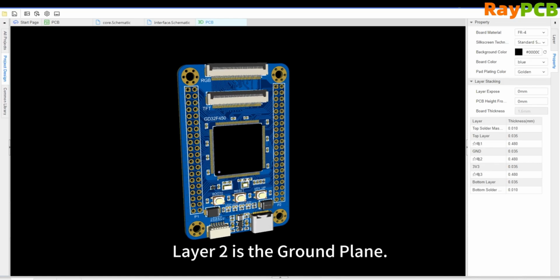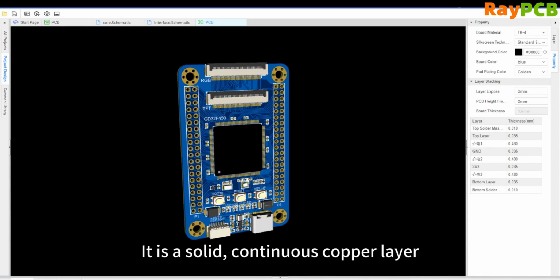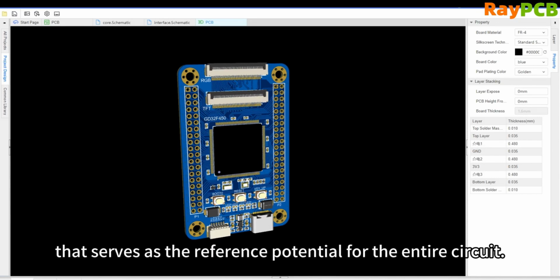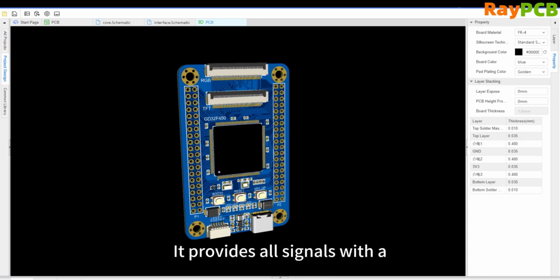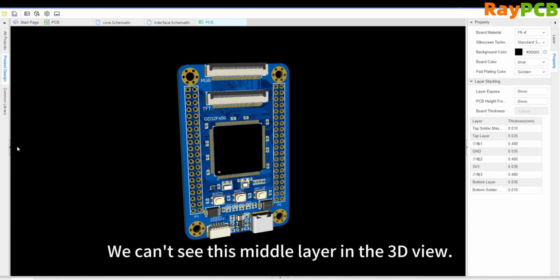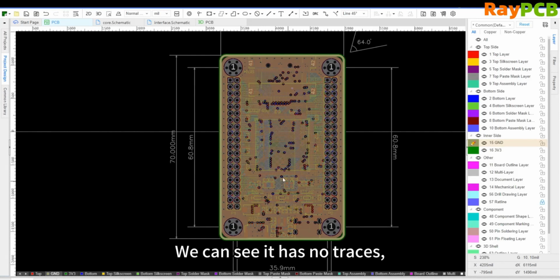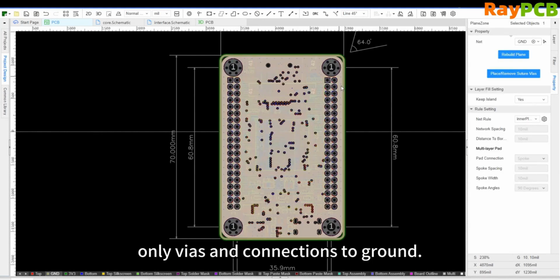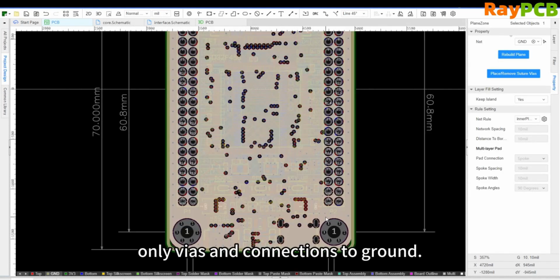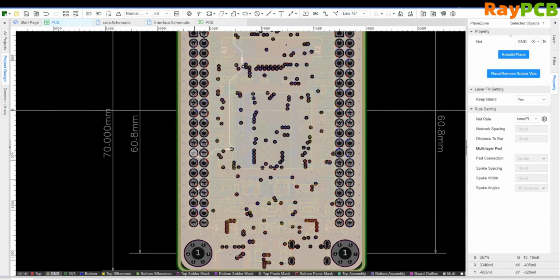Next, the second layer is the ground plane, which is one of the most critical layers. It is a complete, continuous copper layer that serves as the reference potential for the entire circuit. It provides a low impedance return path for all signals and effectively absorbs noise. Now, in the 3D diagram, we can no longer see this intermediate layer. This is just a ground plane, and as we can see, it has no traces, only vias and ground connections.